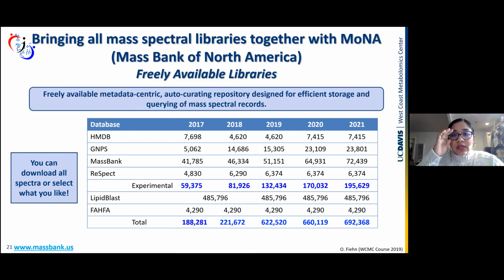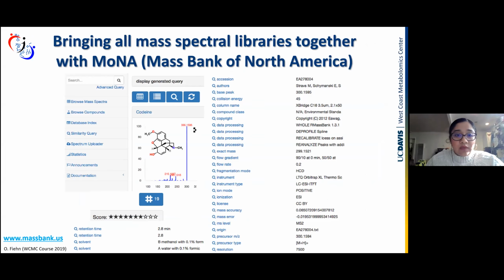Taking a look at our progress over the years, we've really increased the number of total MSMS spectra. We're almost at 700,000 spectra here in 2021. It's not over yet, so we still have time to bring more libraries into MONA. And the cool thing about it is you can download and select spectra as you like. That's really amazing. We have databases such as HMDB in MONA, GNPS, and MassBank. We are really trying to bring everything that's publicly available into MONA.